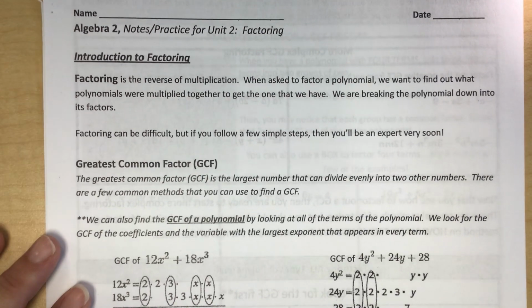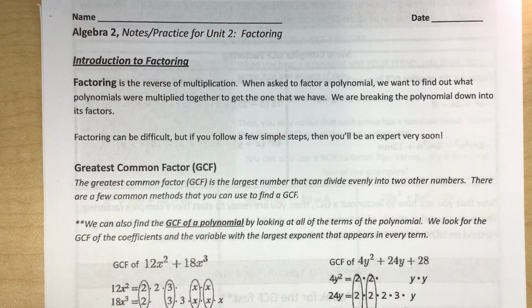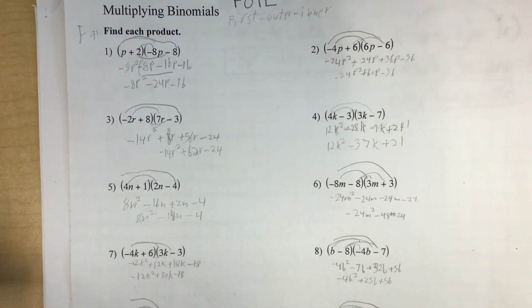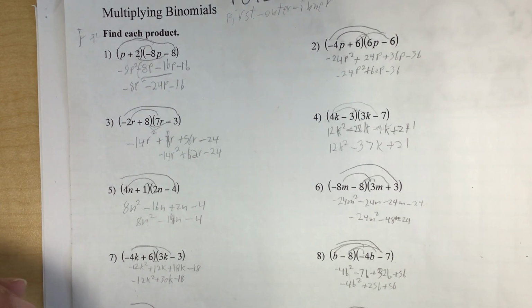All right, so this is getting into our unit on factoring. So what you did last week with the FOIL, we multiplied, right? You turned this into that, which looks very good. You did excellent on this.